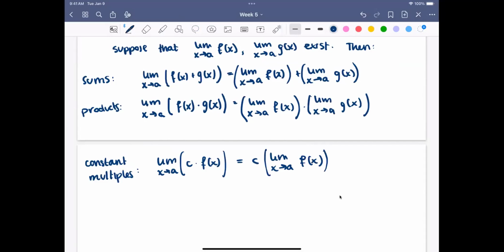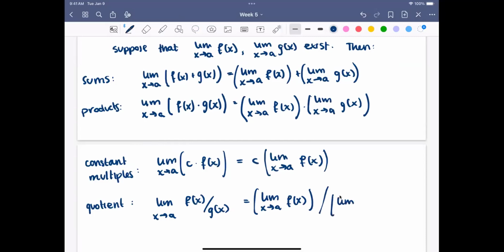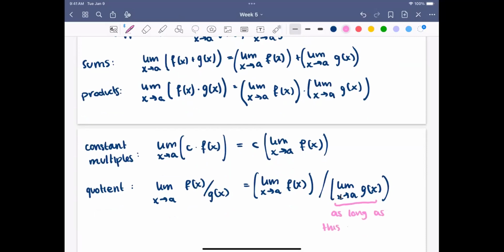And then we also have a quotient rule. So the limit as x approaches a of f of x divided by g of x is equal to the limit as x approaches a of f of x divided by the limit as x approaches a of g of x, just provided that this is not equal to 0. If this is equal to 0, then some wacky stuff can happen, and it really just depends upon the relationship between f and g, and we'll see how to figure out what happens when the limit as x approaches a of g of x is 0.